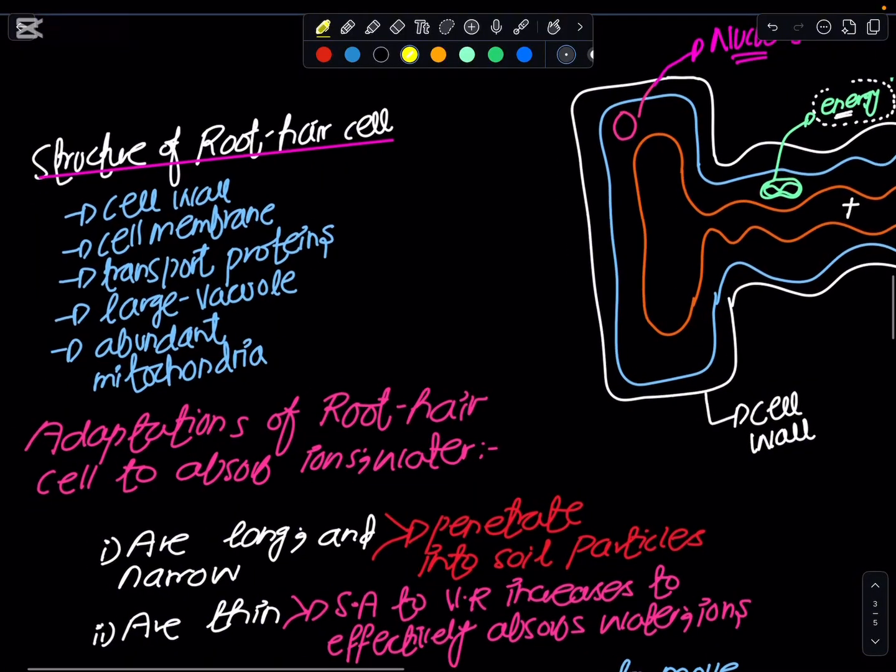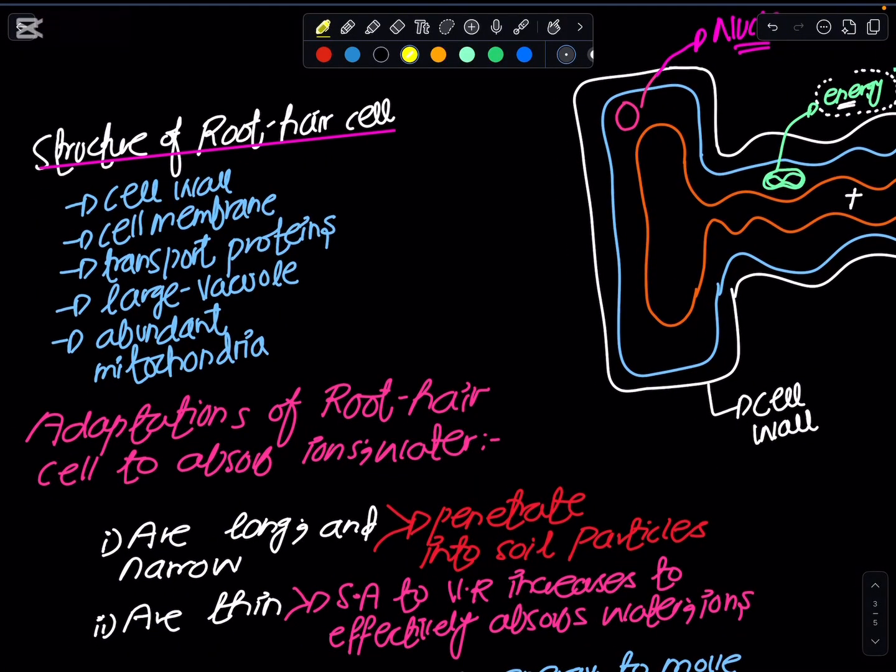Now, let us first see what we have in the structure of the root hair cell. As is the case, they would have a cell wall, the cell membrane, then there would be some transport proteins, and the transport proteins should always be related to the cell membranes of the root hair cell. Again, we are going to have large vacuoles, and another thing is that these root hair cells don't have any chloroplasts, but they have abundant mitochondria.